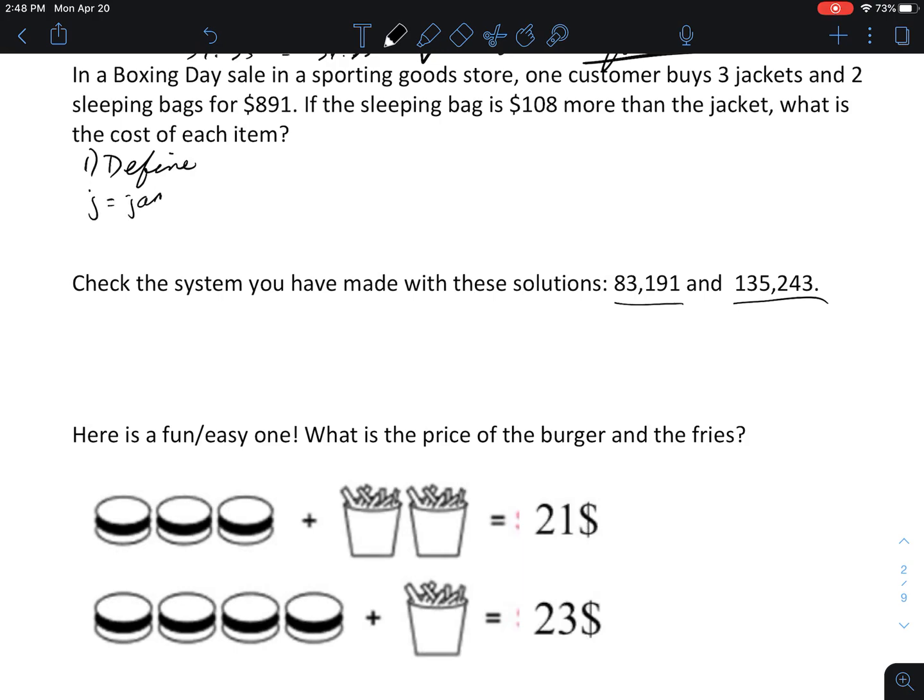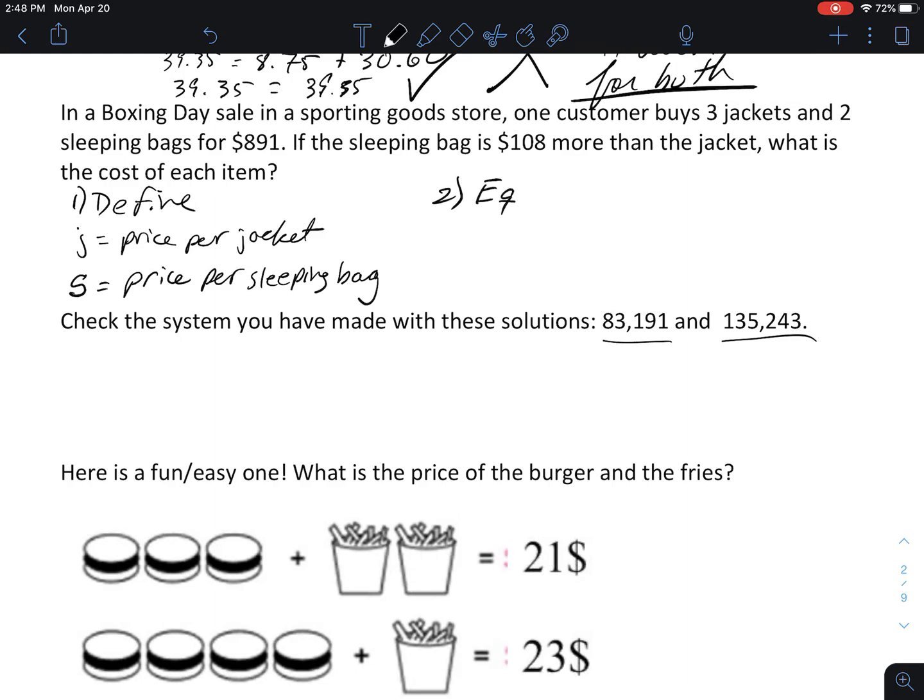Okay, so again, I'm going to define my variables. I'm going to use J for jackets. And by jacket, I mean the jacket's price. Again, it's important to be specific here. I was getting a bit lazy. What does J mean? It means the price of one jacket. So I'm going to erase this and put it here properly. Define J is the price per jacket. And S isn't a great variable because it looks like a 5, but we're going to use it anyways. This is the price per sleeping bag.